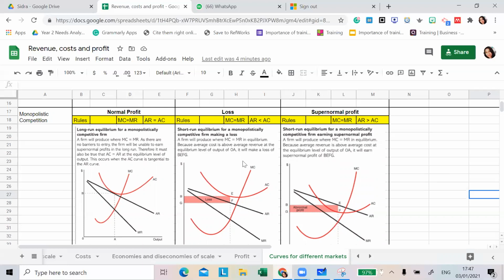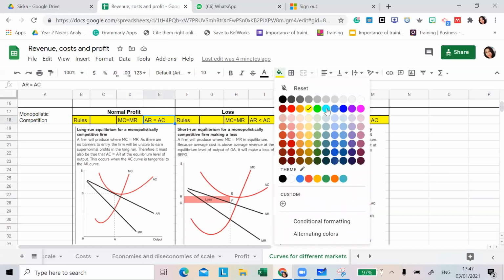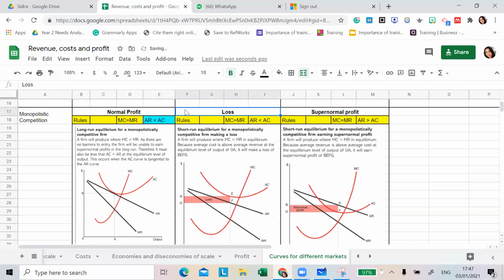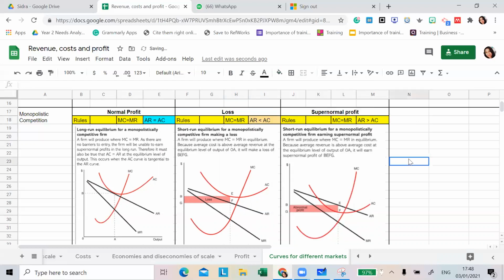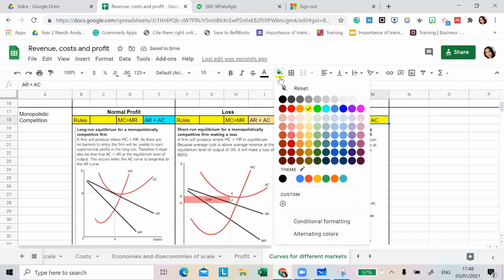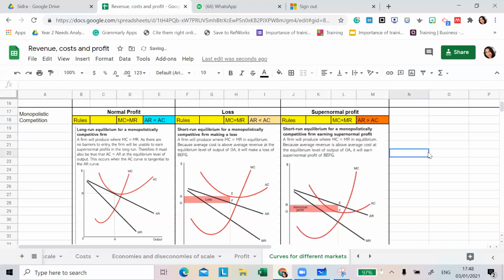The only change that you can see in all three scenarios is, in the first situation for normal profit, AR is equal to AC. Whereas for loss, your average cost is greater than your average revenue. And when it makes a supernormal profit, your average revenue is greater than your average cost.